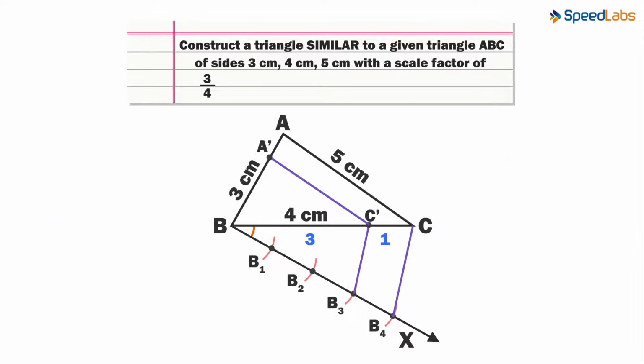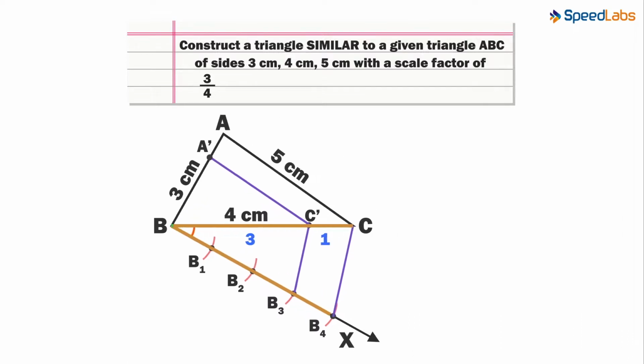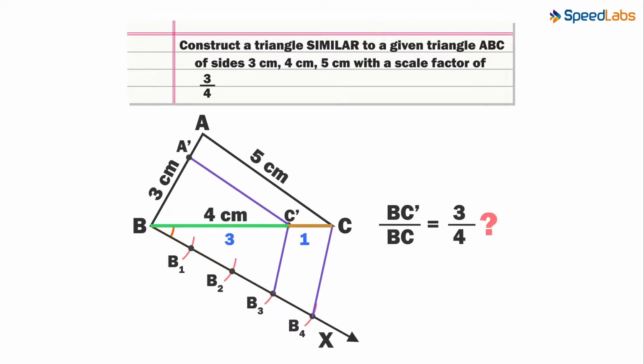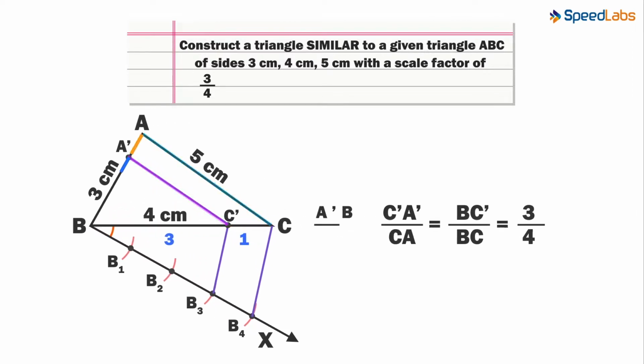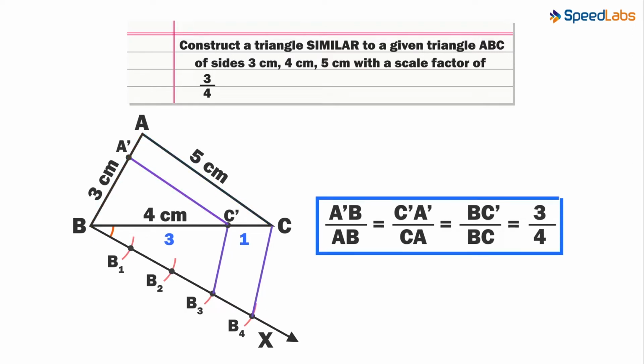Let's verify our construction. Have a look at this side, BC prime. This side comprises of 3 parts on BX. This one, this one and this one. Now look at the side BC. How many parts does this comprise of? Yes, it's 4 parts. So, can we say that these two sides are in a ratio of 3 to 4? Of course we can. Even if you compare these two lengths or these two lengths, we will get a ratio of 3 to 4. Hence, our construction is verified. This is how we construct a triangle similar to a given triangle.